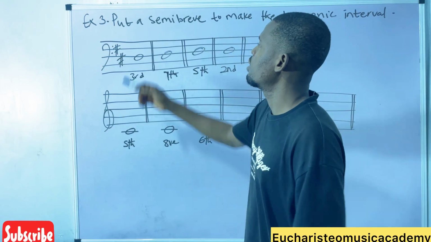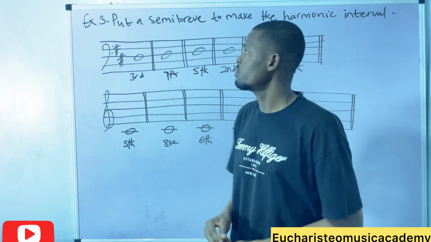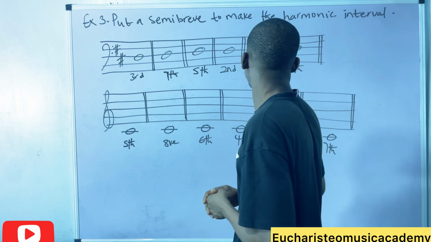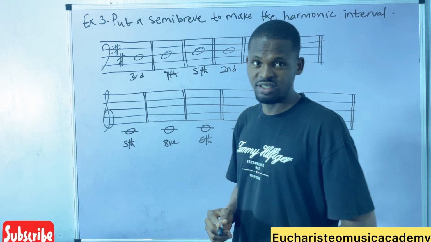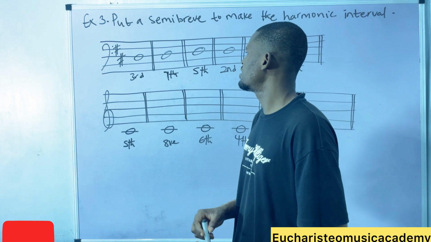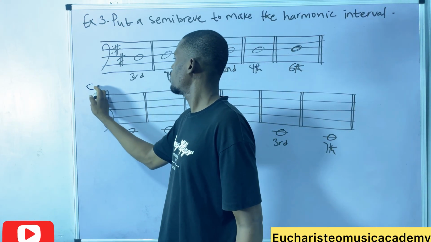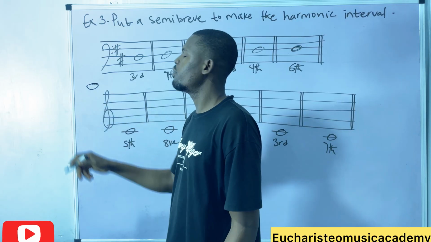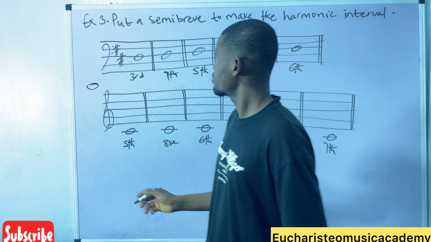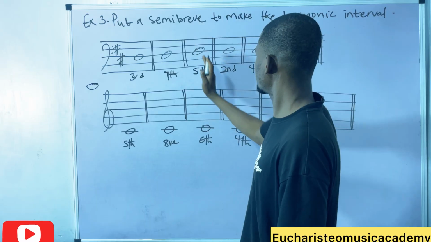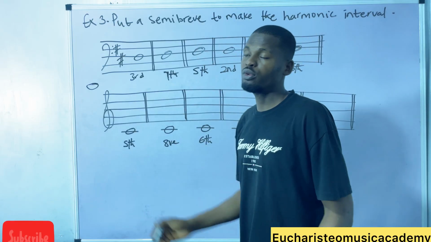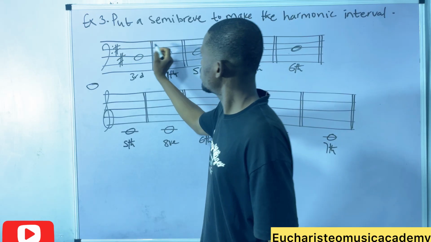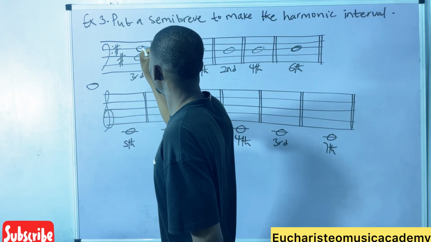Now, exercise 3. Put a semibreve to make the harmonic interval. Put a semibreve to make a harmonic interval. Harmonic interval. Very simple. Just don't say 10. Just count. 1, 2, 3, 4.